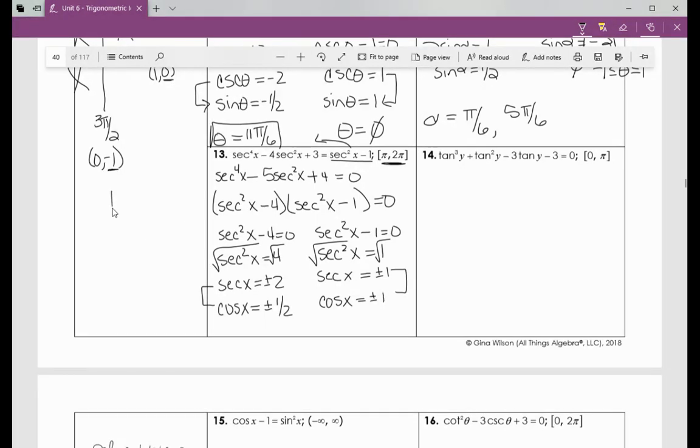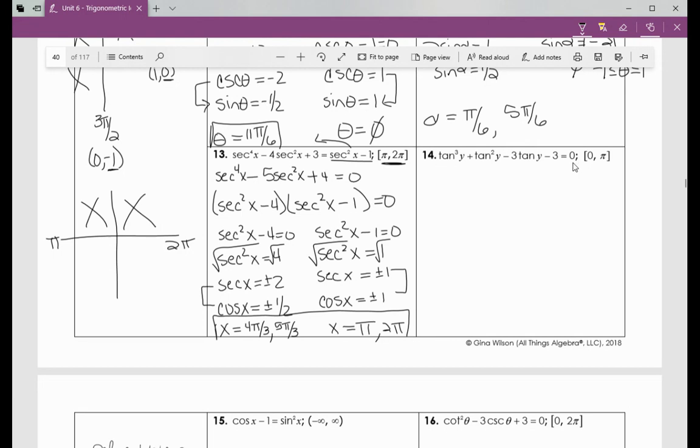Now, I am limited from pi to 2 pi, so I need nothing out of the first or the second quadrant. So the cosine equaling 1/2 values out of quadrant 3 and quadrant 4, we have cosine at 1/2 at 4 pi/3 in quadrant 3 and 5 pi/3 in quadrant 4. Cosine equaling positive or -1 would be at pi and 2 pi. So my 4 answers are here.